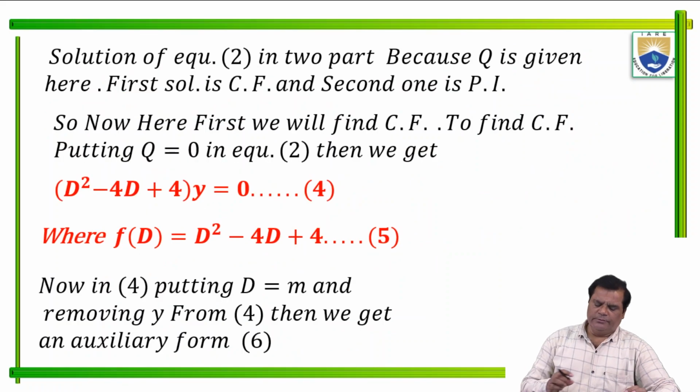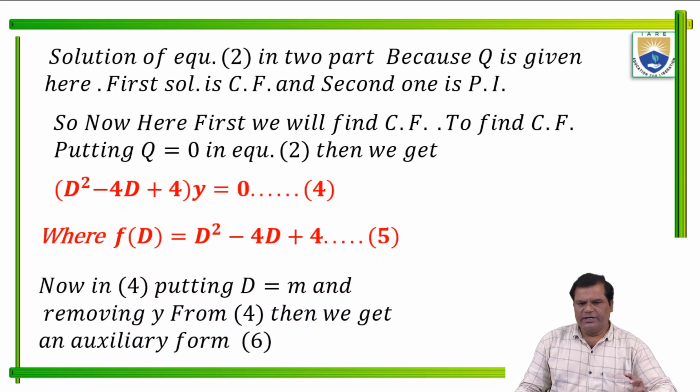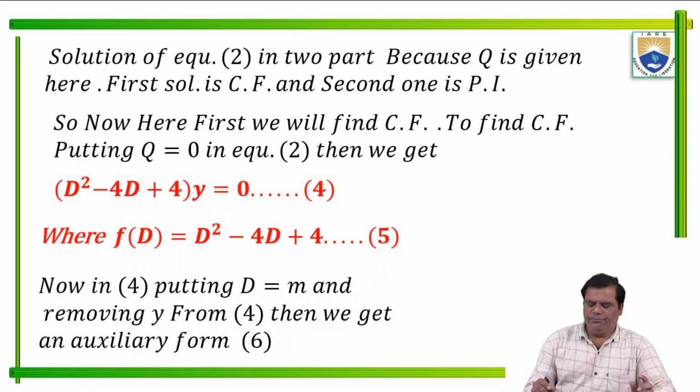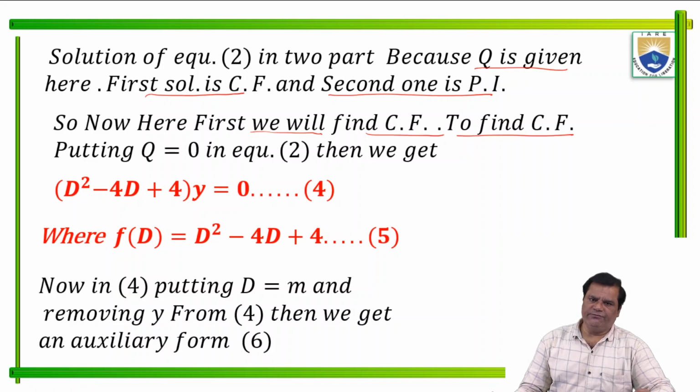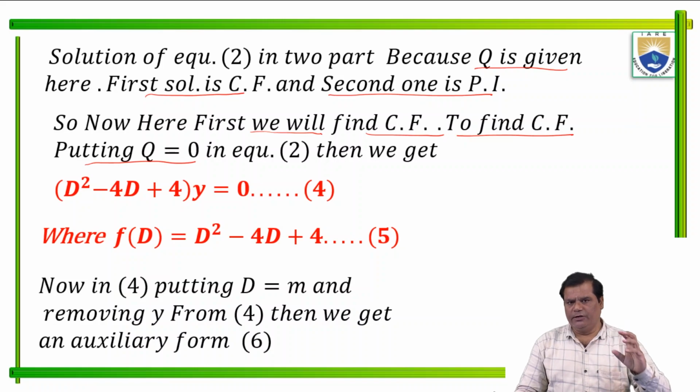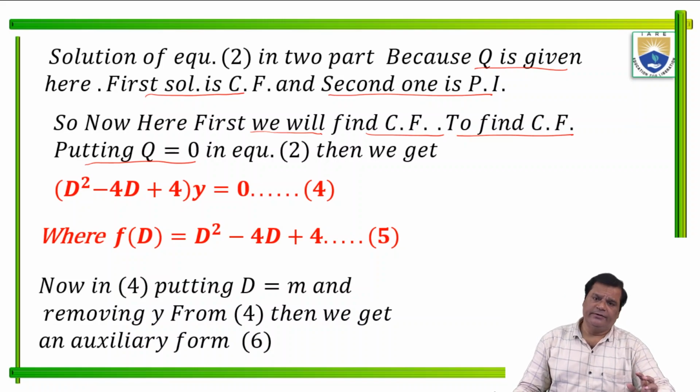So here we get the solution of equation 2 in two parts because Q is given here. The first solution is the complementary function (CF) and the second is the PI, the particular integral. First we will find the complementary function CF. As we have discussed already, to find the CF we put Q equal to 0.